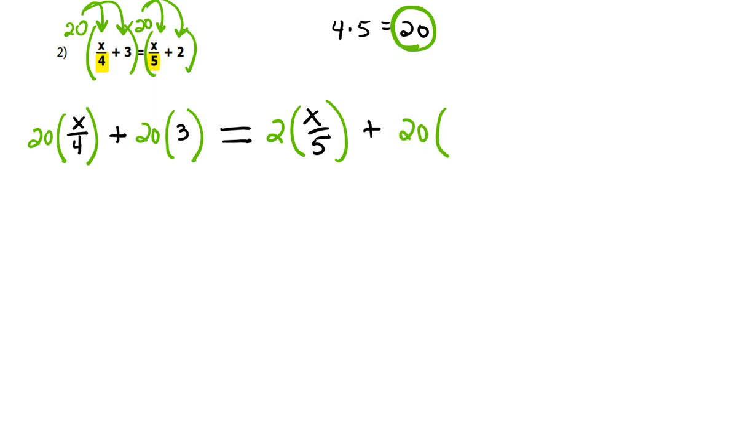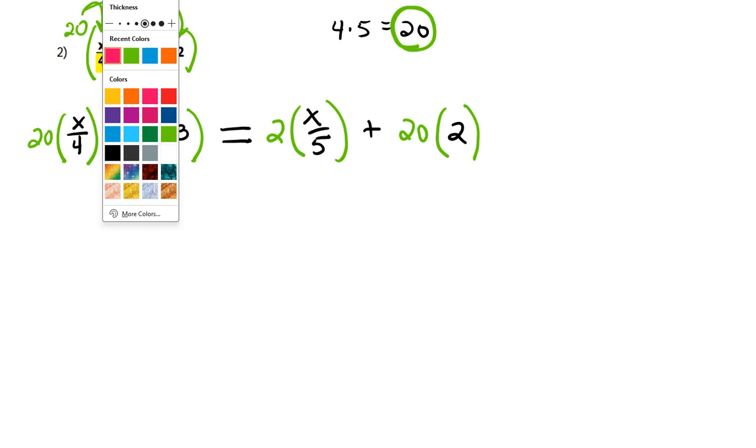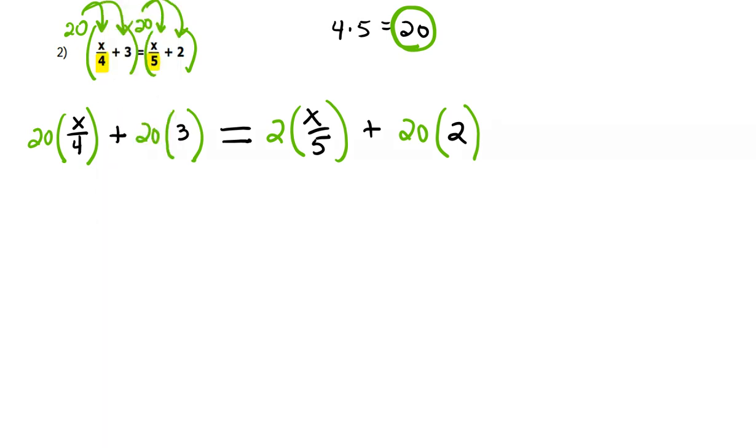I'm doing this so that I can get rid of the denominators. I wrote it all out so I can show you the cross-canceling that I'm about to do. Let's switch to light blue. On this first one, the 4 cancels into 20 five times, and then 5 times the x just makes this a 5x. Plus, this here is just 20 times 3, so that's 60. Nothing cancels on that one.